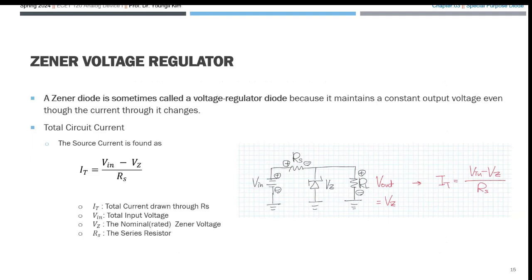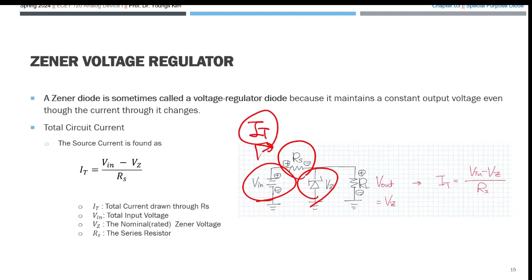So the total circuit current, the source current, is like this one. The V sub in is right there, minus V sub Z, divided by the R sub S. Because we are looking for the total current. Now we are looking for total current. So that was V sub in minus V sub Z divided by R sub S. That is just the formula.